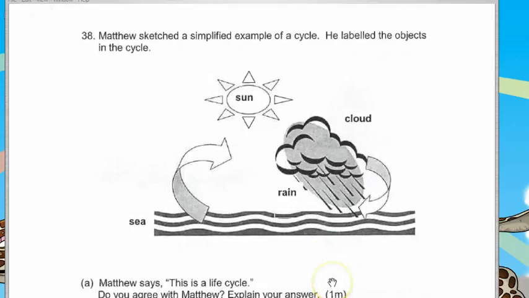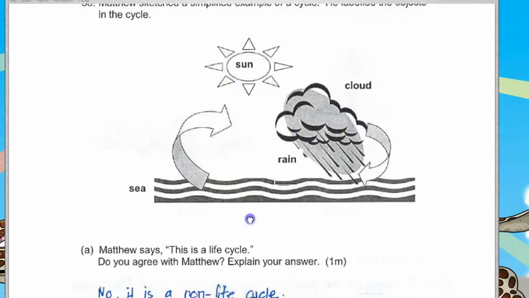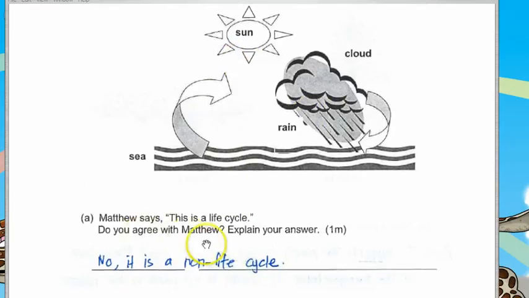Now this is a cycle over here, and of course it goes up and comes down as water. Now let's take a look. They say, yes, this is a cycle. Do you agree with Matthew? Yes, this is a cycle, but this is not a life cycle. Matthew says this is a life cycle. I would not agree because it's not a life cycle. It's just a cycle of the water going round and round.